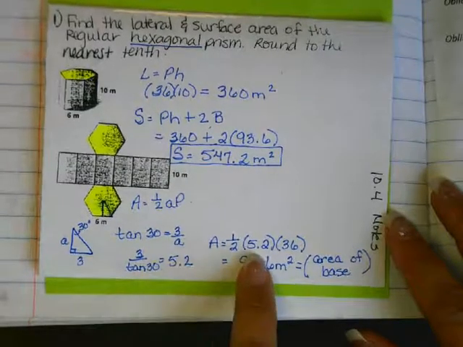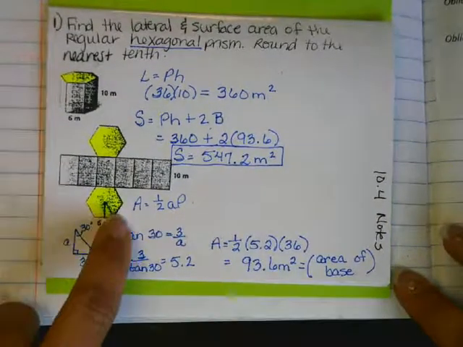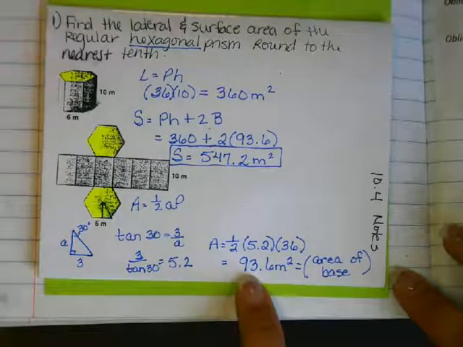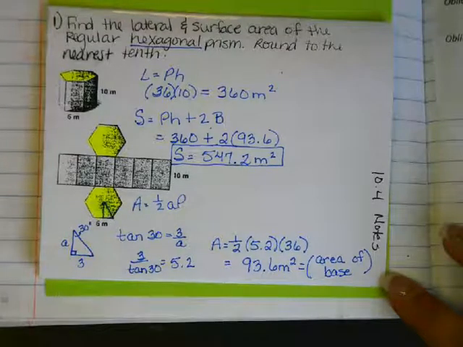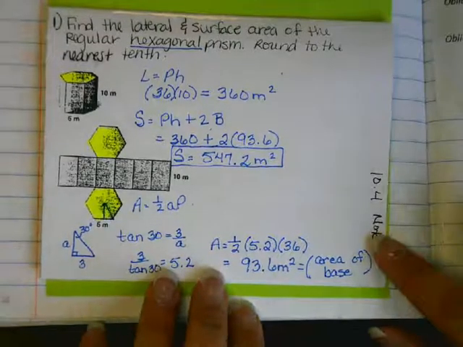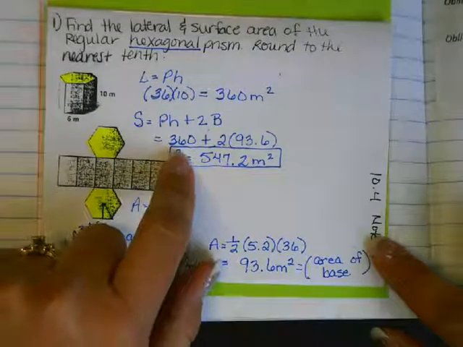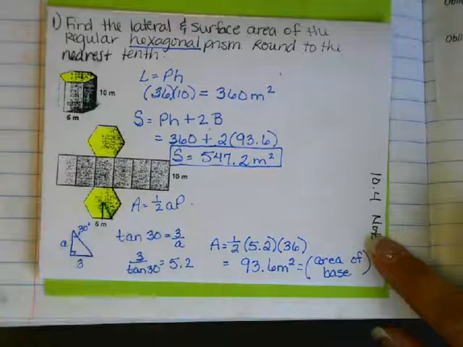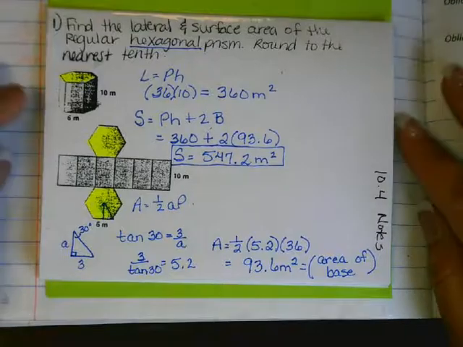Plugging it in, 5.2 for the apothem and 36, because 6 times 6 is the perimeter, gives you 93.6 meters squared for the area of your base. Then you just have to go up and plug it in, so you have 360 from the previous lateral surface area, 93.6 for the area of your base, plug it into the formula for the total surface area, and you get 547.2. Okay?